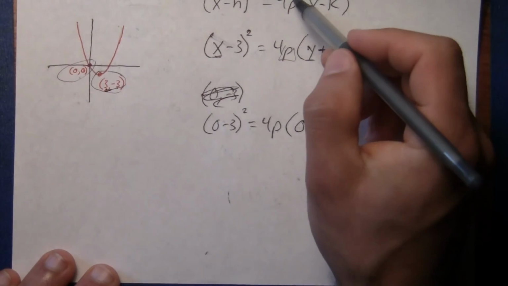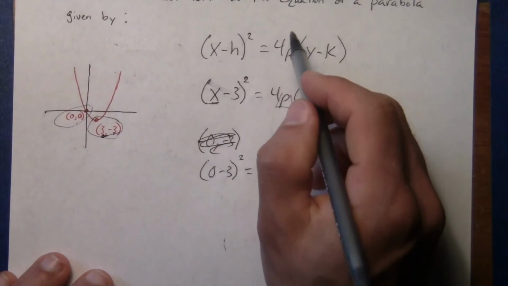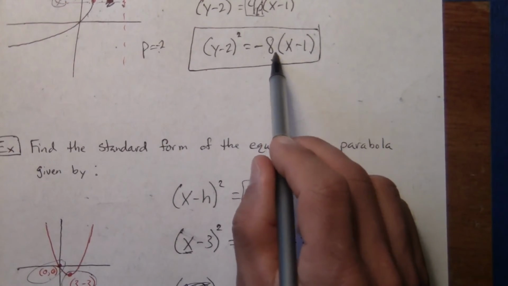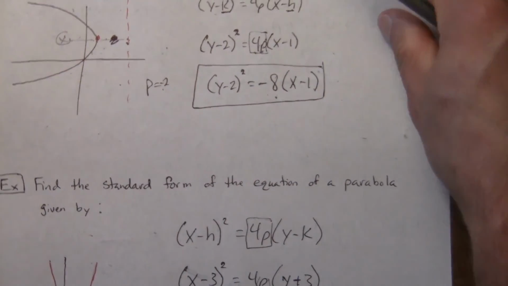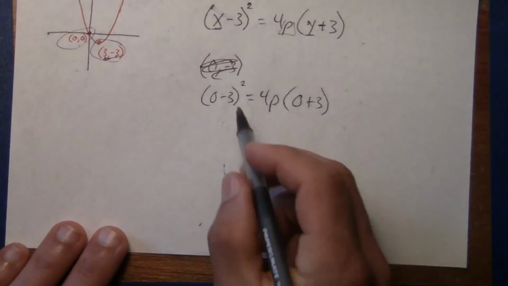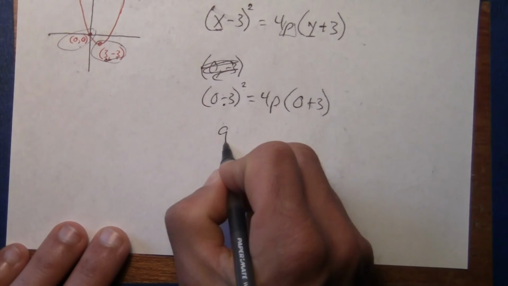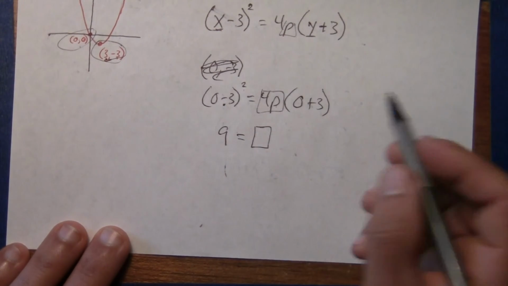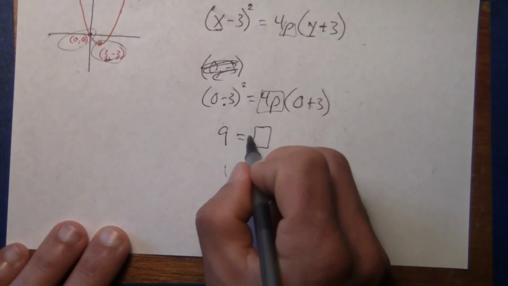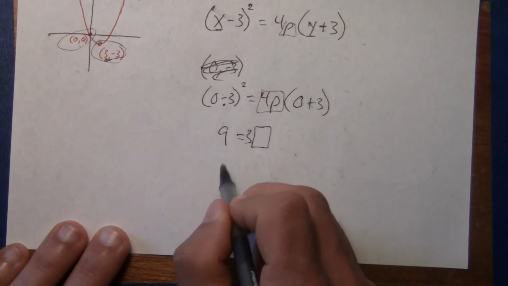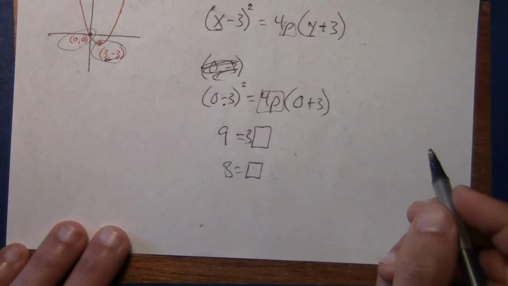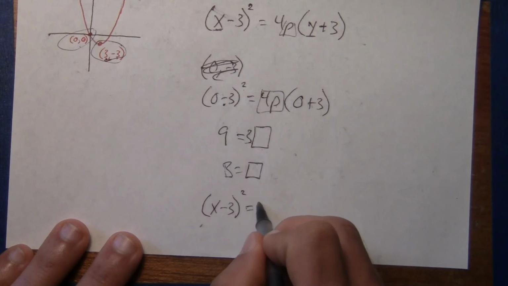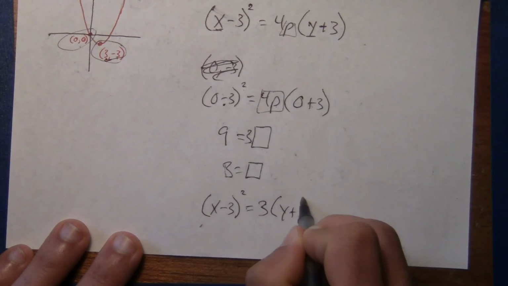Now remember, I don't really care what p is specifically. I'm considering this to be one number, like this 8. That negative 8 is representing both the 4 and the p. So I don't have to solve for p necessarily. So this is going to give me negative 3 squared, or 9, is equal to, I'm going to just put a box. That represents 4p for me. And it's going to be box times 3. If I'm solving for that box, divide both sides by 3, that box ends up being a 3. So my final answer is x minus 3 quantity squared is equal to 3 times the quantity y plus 3.